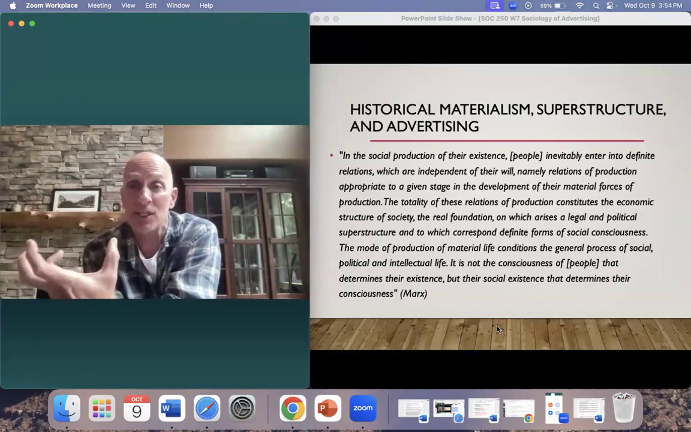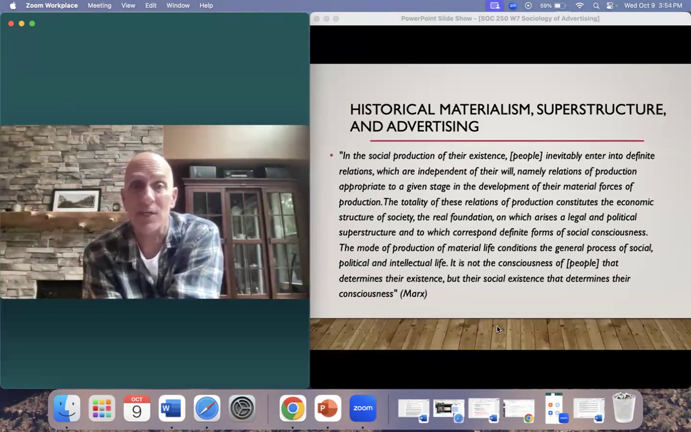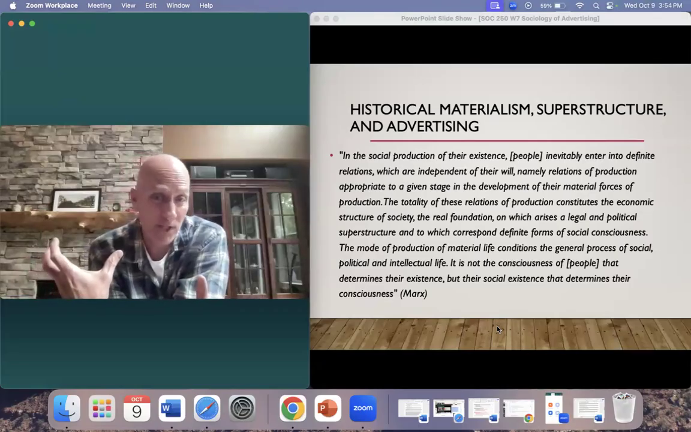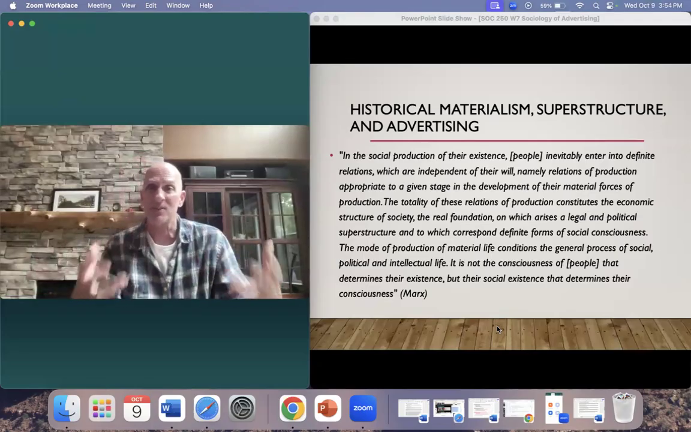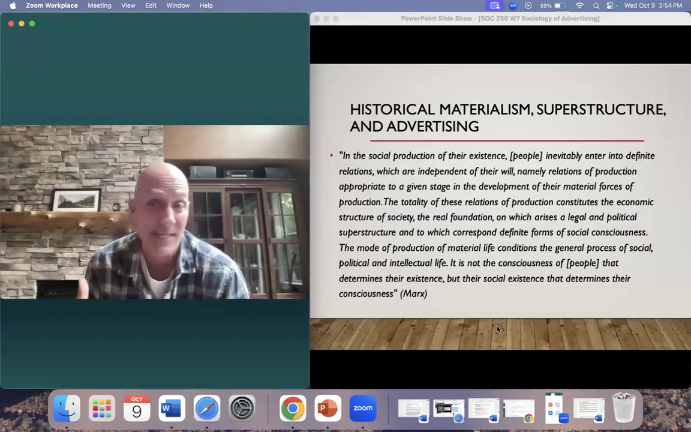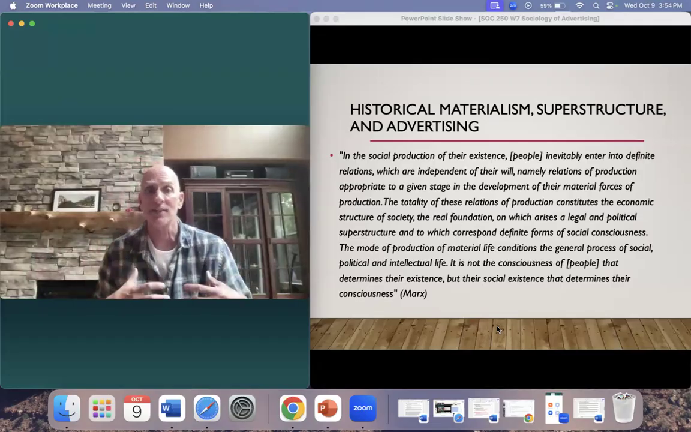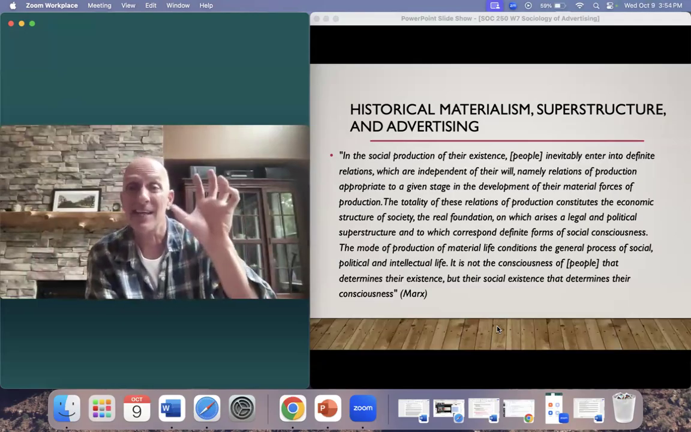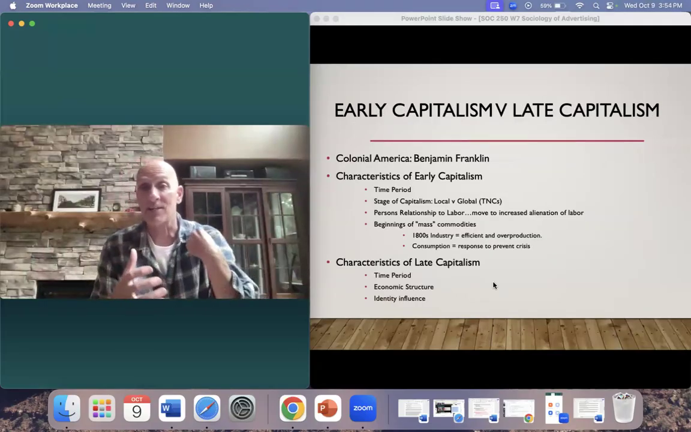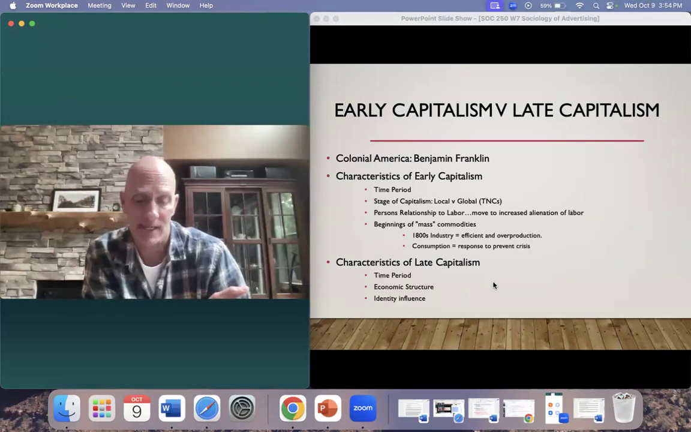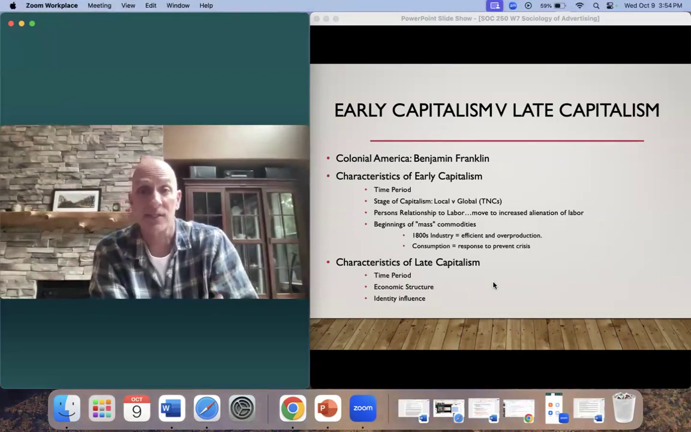So that mode of production influences to a significant degree our day-to-day life, our intellectual life, our political life, our social self. And this is a famous quote of Marx: it's not the consciousness of people that determines our existence. It's not that we develop a sense of our existence and consciousness independent of all these forces, but rather it's our existence that determines consciousness. It's the economic structure that's influencing our consciousness. So think about what it would have been like to live in a world pre-advertising and how that might influence consciousness in a different way.